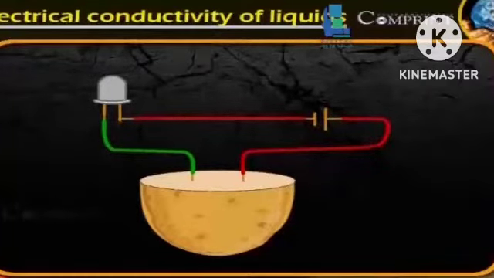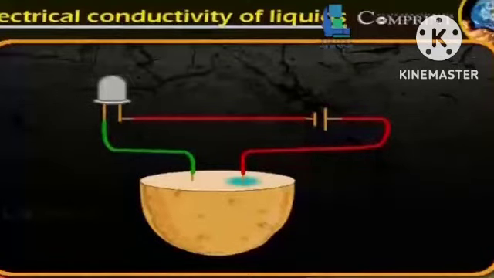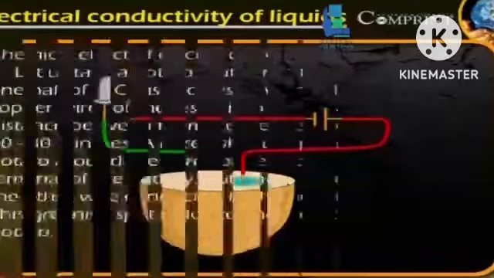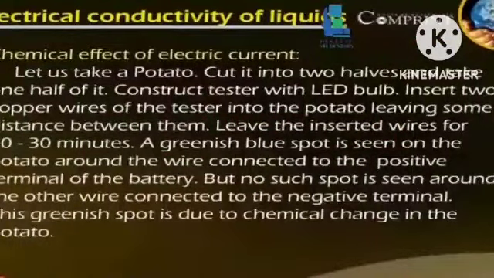A greenish blue spot is seen on the potato around the wire connected to the positive terminal of the battery. But no such spot is seen around the other wire connected to the negative terminal. This greenish spot is due to the chemical change in the potato.